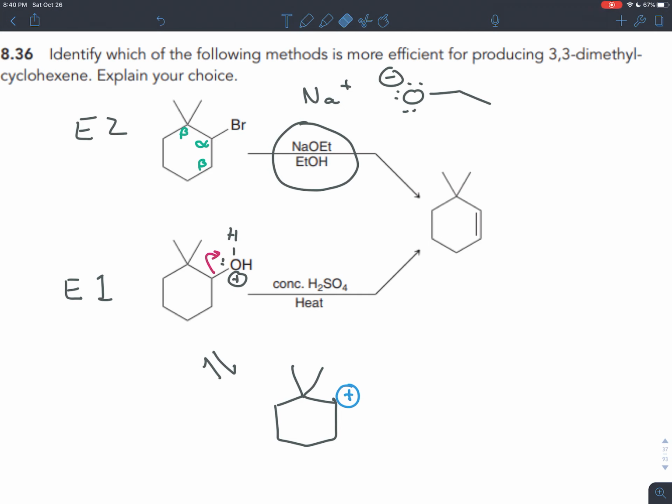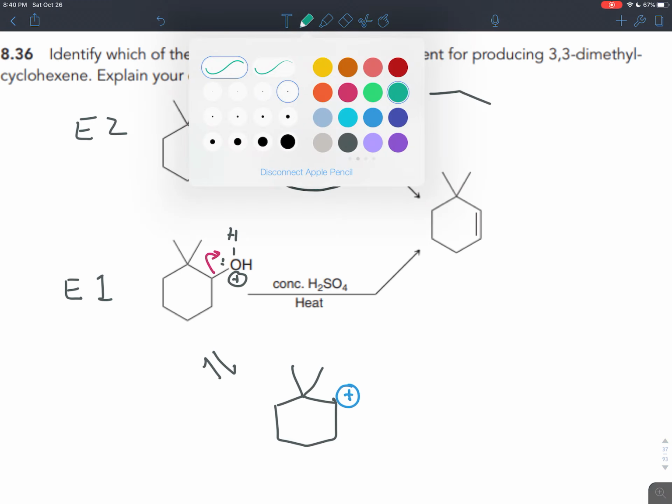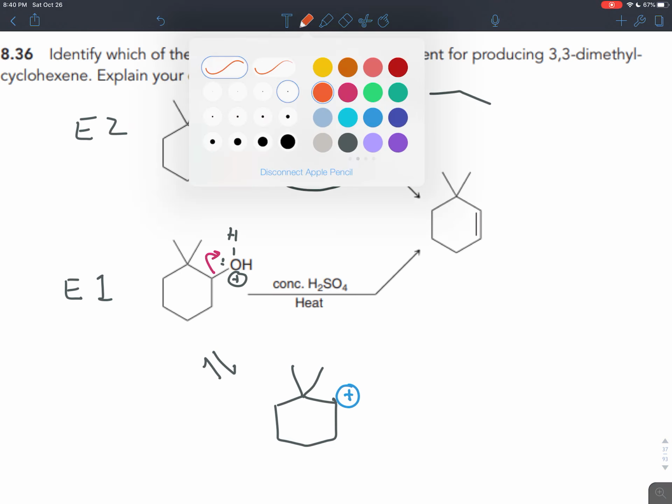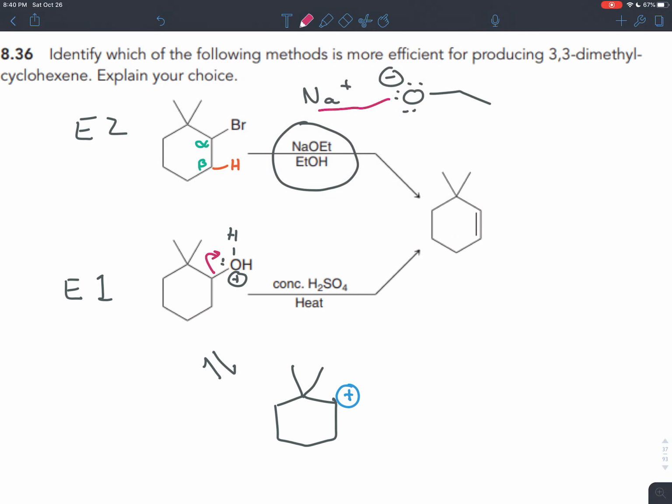There are no hydrogens there, so the base can't steal a hydrogen from there, and you can't form a pi bond in that direction. But there are hydrogens on this other beta carbon, and the base could steal those. The electrons can go toward the leaving group and kick the leaving group off. And that would form this product that we want.